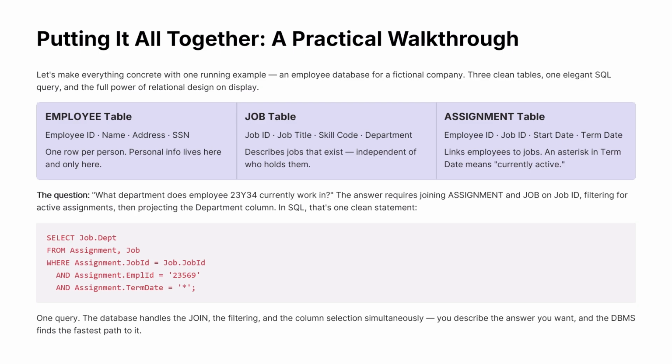In SQL, this whole multi-step dance becomes one query, as shown in the highlighted box. See how elegant that is? You're describing the answer you want, and the database figures out the join, the filtering, and the column selection all in one shot. Now let's look at the hashing example again.